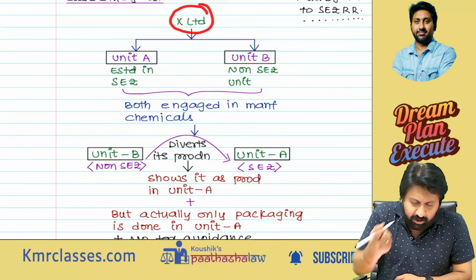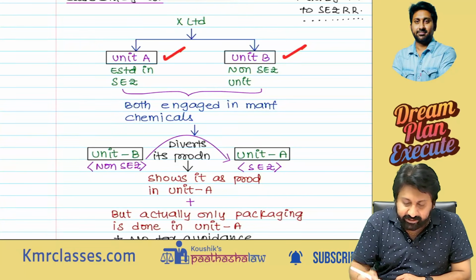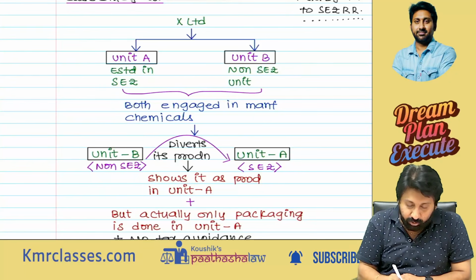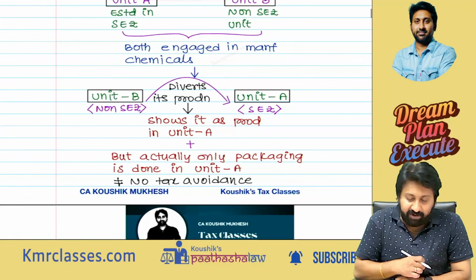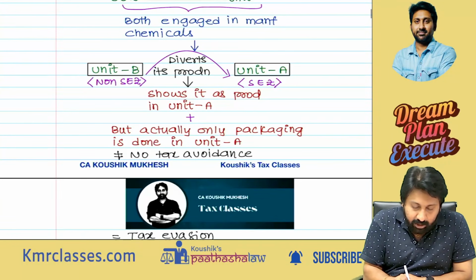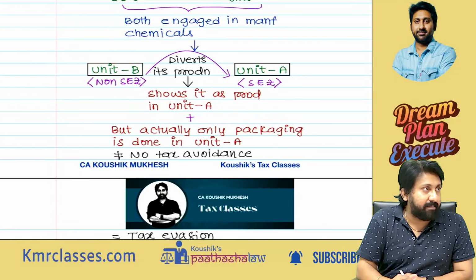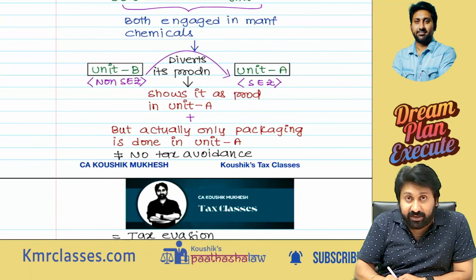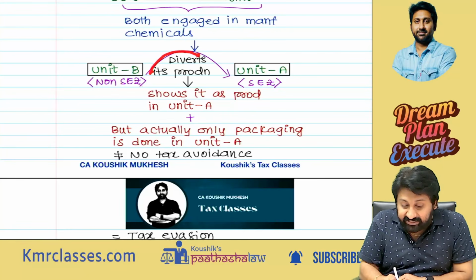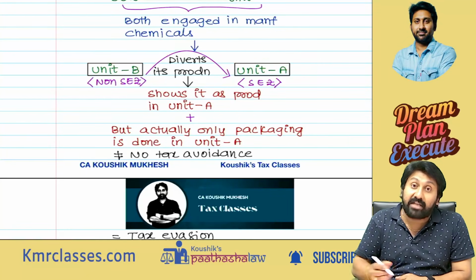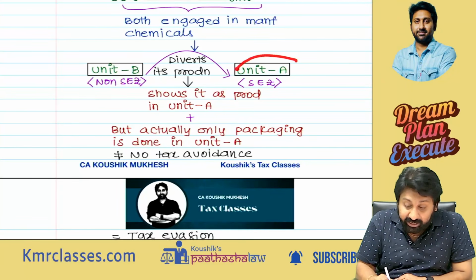There is a company called X Limited. It has 2 units, Unit A and Unit B. Unit A is established in SEZ. Unit B is a non-SEZ unit. Both are engaged in manufacturing of chemicals. What happened? Manufacturing happened in Unit B, a non-SEZ unit. After manufacturing, the final product is diverted to Unit A in the SEZ. And they showed it as if it was manufactured in Unit A.